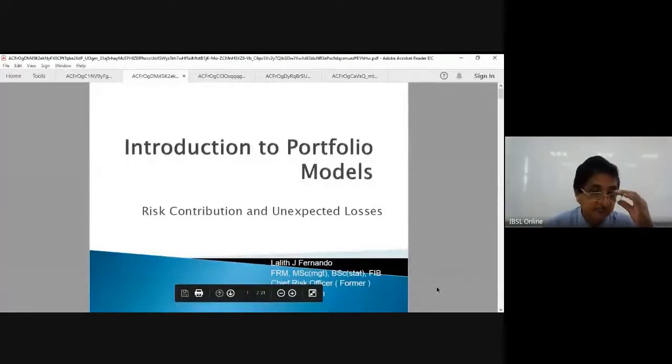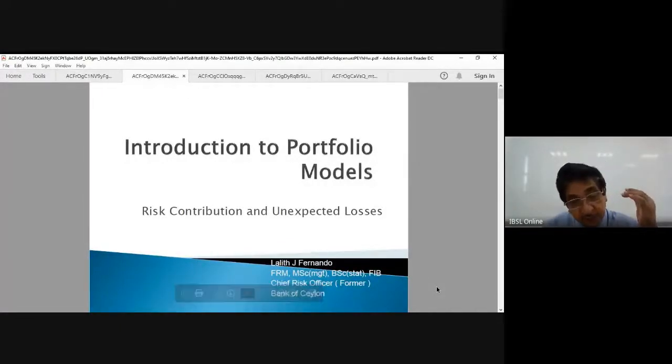Now here we are trying to get a quantitative idea with regard to the expected and unexpected losses. In a portfolio, how are we going to get into the expected and unexpected losses at the portfolio level? We will discuss that. And before that, we are trying to get a quantification of the expected and unexpected losses of an individual trade.